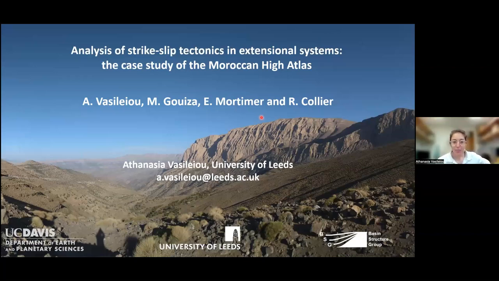I would like to present a part of my PhD thesis, which is about strike-slip tectonics in extensional systems, and the High Atlas is a part of it, which works as a case study to see what's happening in a basin during a translational regime.